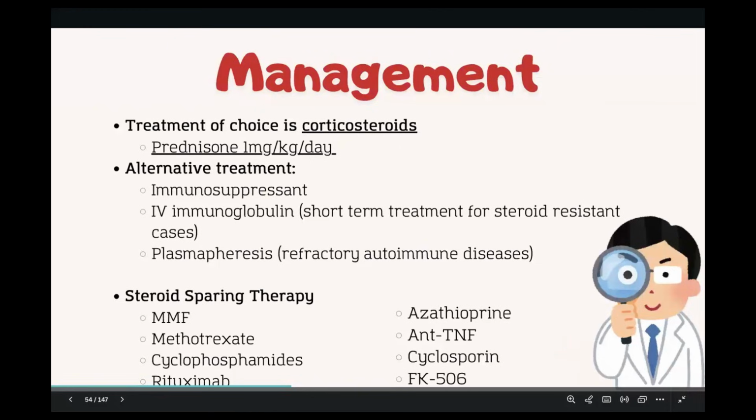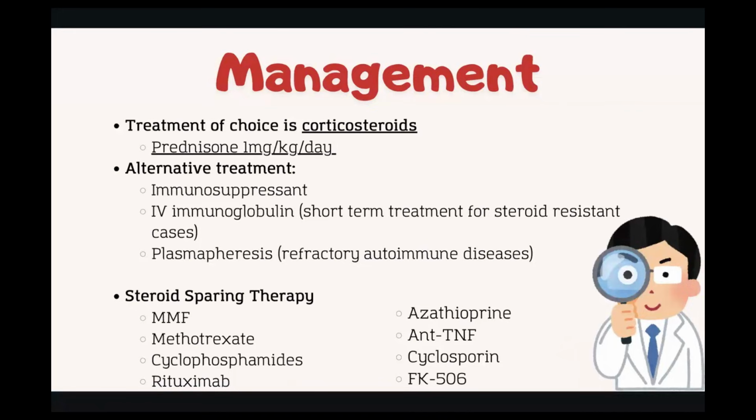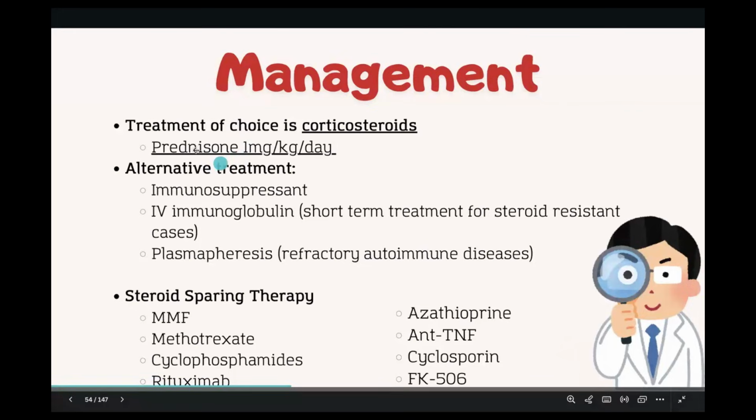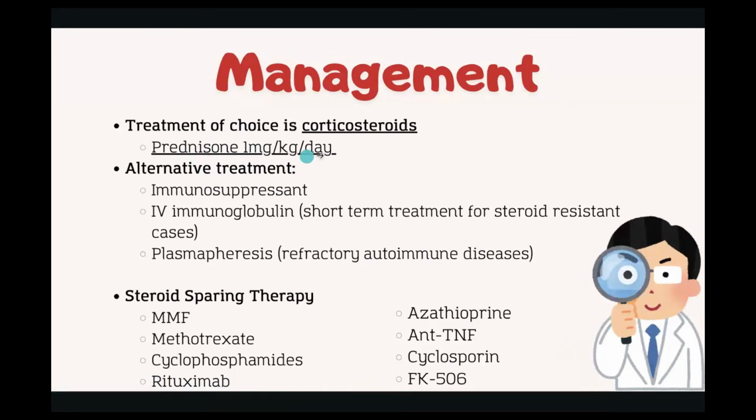How do we manage these patients? We just give them corticosteroids. This is very important. Prednisone, 1 milligram per kilogram per day. I think we were asked the exact dosage, like the exact same line over here. So prednisone, 1 milligram per kilogram per day. This is the treatment of choice for myopathies or myositis.